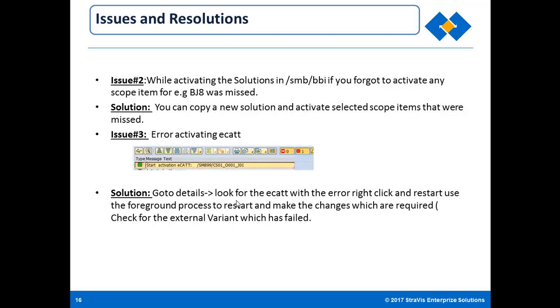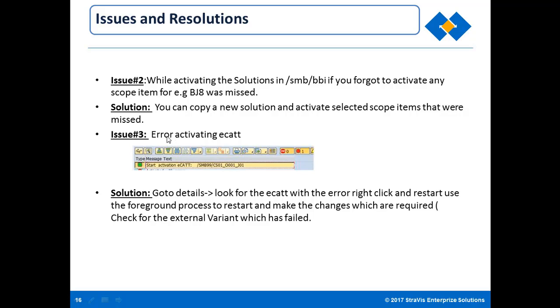If you forgot that, not to worry about it. You can activate it again using the scope item that you want, select it and create another Z. It would not override anything because it's a specific scope item, and you would have the solution right away. So you can copy a new solution and activate the selected scope items that were missed. That is how you would be able to activate the scope item which you have missed earlier.